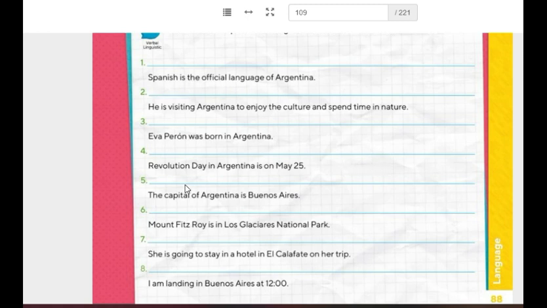In the next one, we have in number 3 another answer about Eva Perón. Do you remember her? Who was Eva Perón? But in this case, it says, Eva Perón was born in Argentina. If we're asking about Eva Perón, we say that we are focusing on a person. So we can say, who was born in Argentina? In number 4 could be, when Revolution Day in Argentina is on May 25. So in this one, we are asking about the time, when. Okay? Try to complete the rest of them on your own.